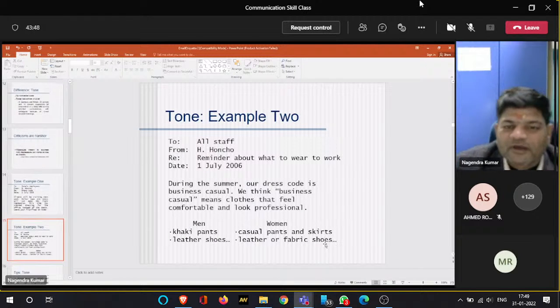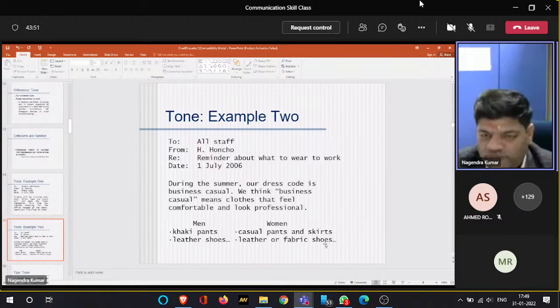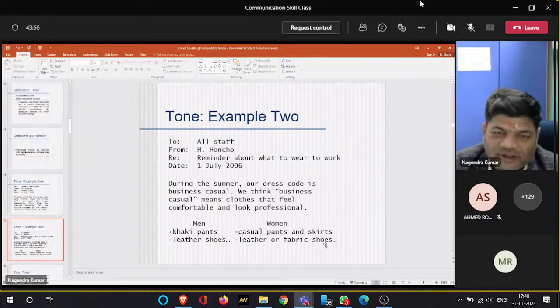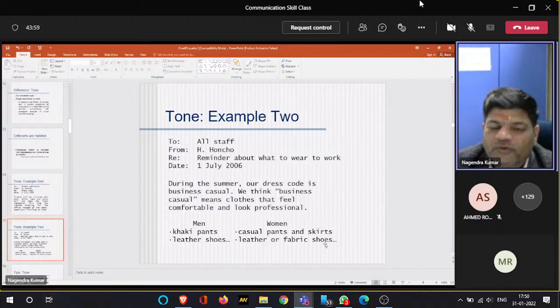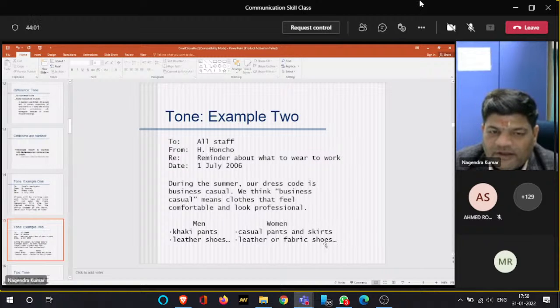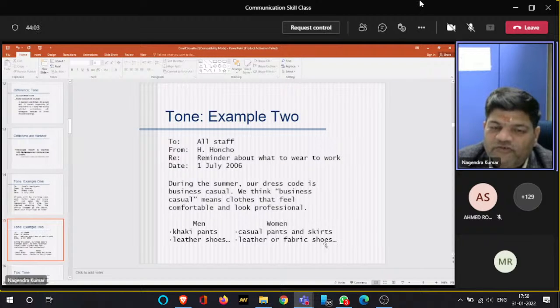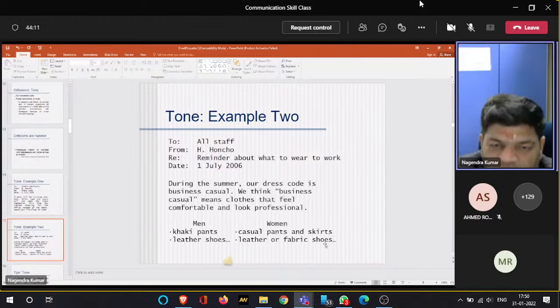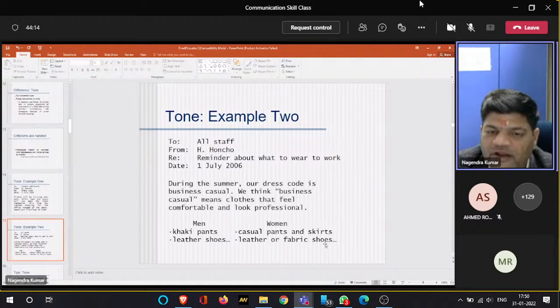So look at example number 2. Now this is still better. Reminder about what to wear to work. And this is addressed to all staff rather than female staff. So there is no discrimination as such. And look at the message, which is written so differently that it does not hurt.